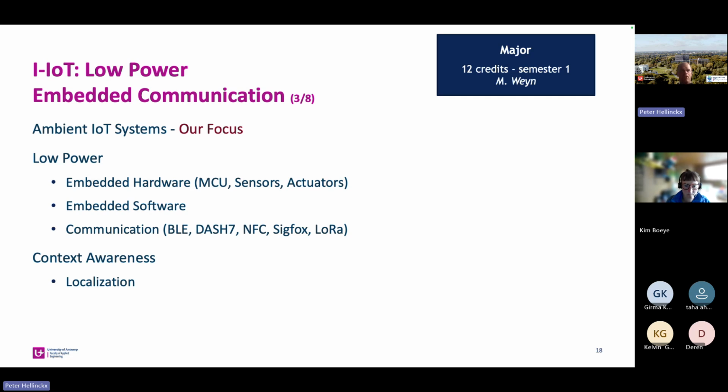The two focus points there are low power, of course, as I said, but also context awareness. And most of the students starting in the master don't know that, but actually the technology that is used to do communication, like Wi-Fi or Bluetooth or Dash 7 or whatever, is also the technology that you can use to do localization. Main reason is it sends out signals for both purposes, and based on the signal strengths, the orientation, and so on, you can also do localization.